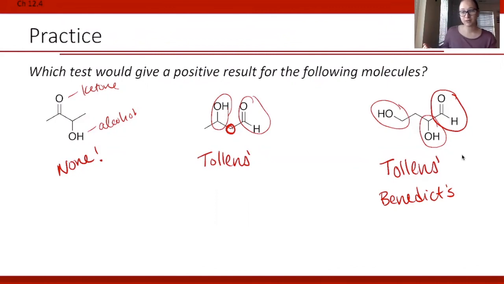So if you had a molecule that you weren't sure if the hydroxyl group was adjacent or maybe further down on the molecule, this would be something you could do to figure it out, see if it reacts in the Benedict's test. Okay, I think that's all for this video.